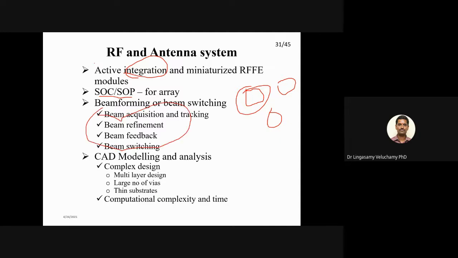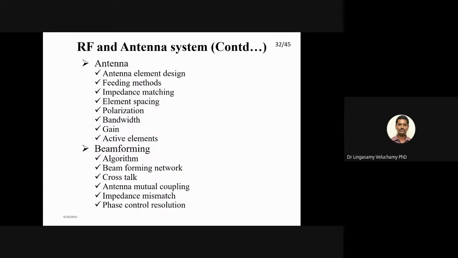And CAD modeling also, because when you increase the complexity, the computation complexity also becomes directly proportional, right? When your design is complex, the computation complexity also increases, right? Because nowadays we are having multi-layer designs, a large number of vias, thin substrates, so many more factors are coming up, so the computation complexity is much higher.